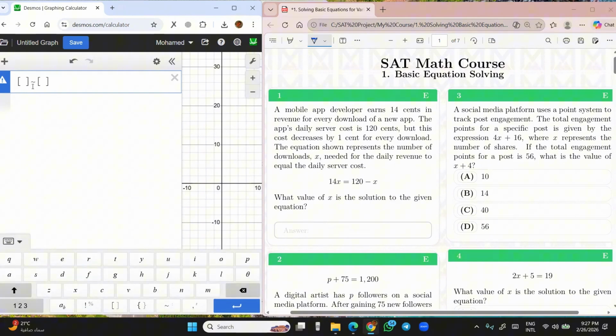And in the left side, you need to write the left side of the equation, which is 14x. But 14x should not be written as this, it should be written as 14x1. Just write x and then press 1, and the 1 becomes subscripted below the x. And then go to the right side and write 120 minus x1. And then the value of x1 is equal to 8, which makes the answer 8.